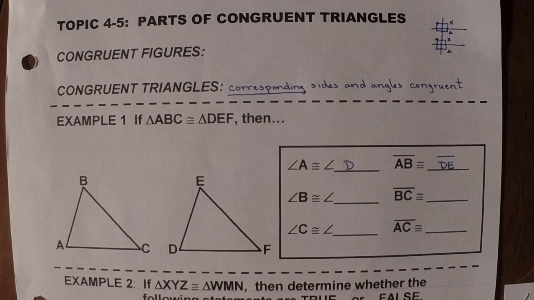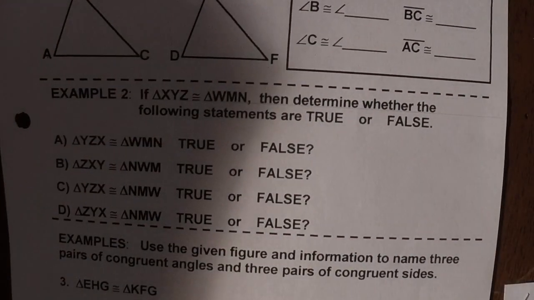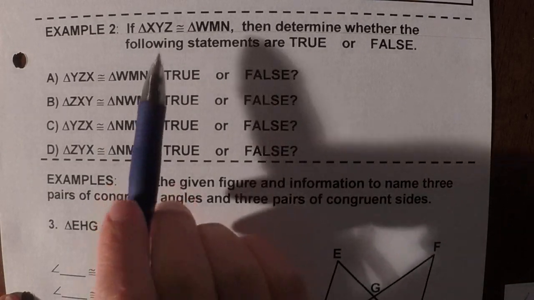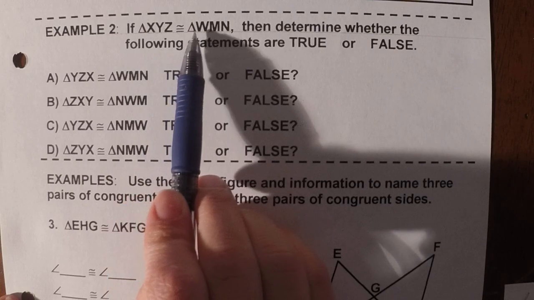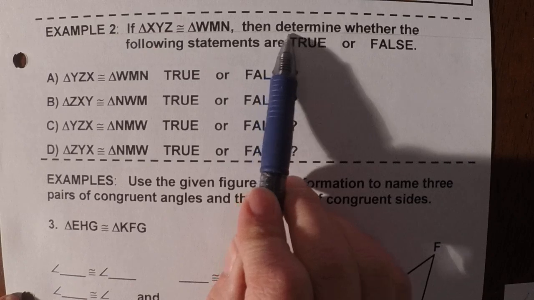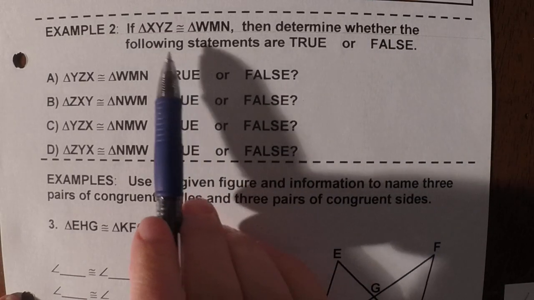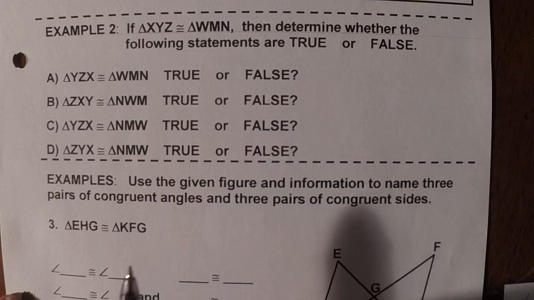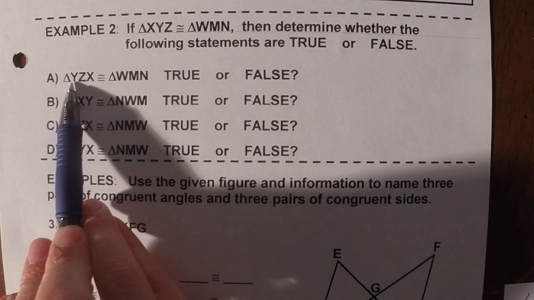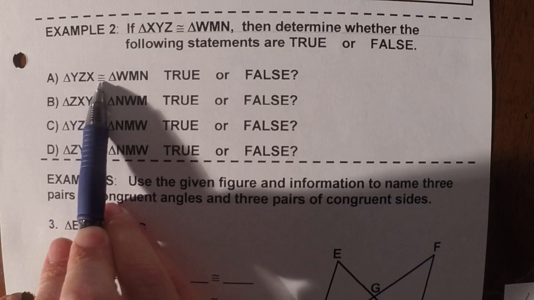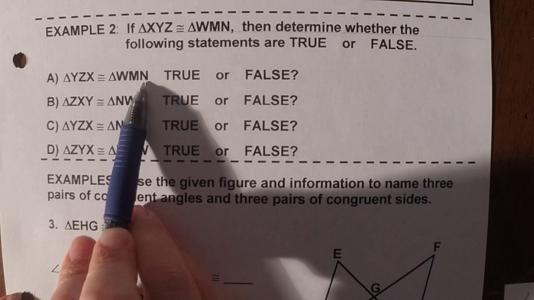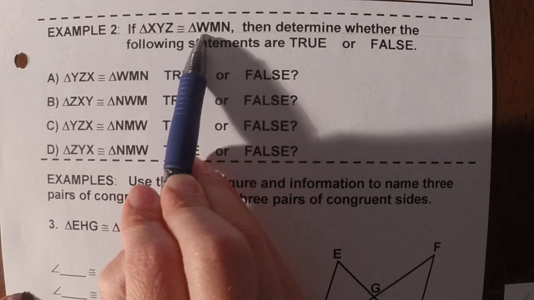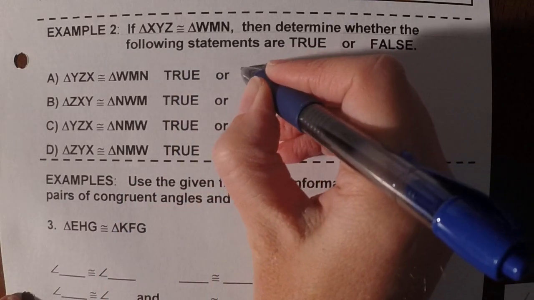So then what do we do if they don't give us a shape, they just give us the statement? Well, that's also okay. For example 2, they tell us that triangle XYZ goes with triangle WMN. So now it says determine if the following statements are true or false. Notice there's not an actual triangle drawn. If you need to draw one, you can, but we just have to make sure the letters go in the same order. So triangle YZX should be congruent with triangle WMN. So we have to see, does Y go with W? Well, Y is in the middle and W is at the beginning. So automatically, this one is false.